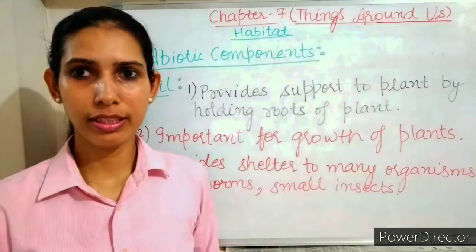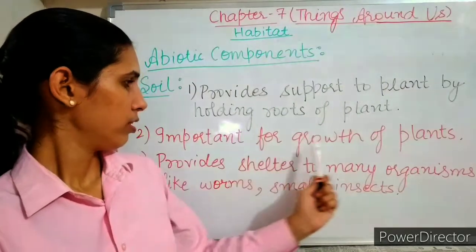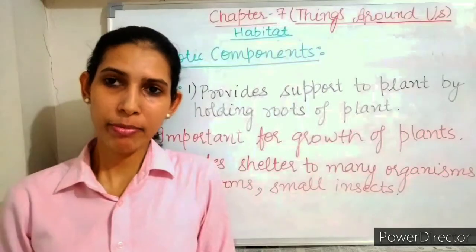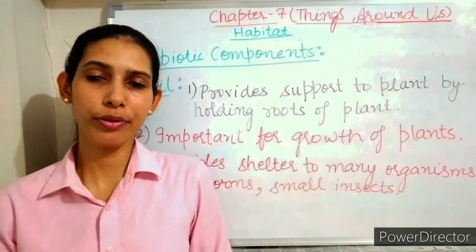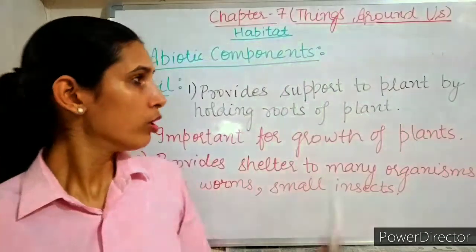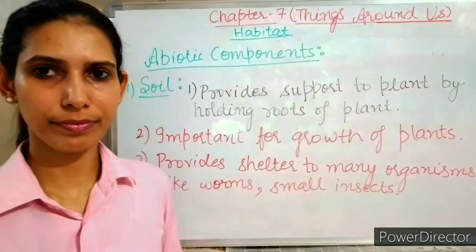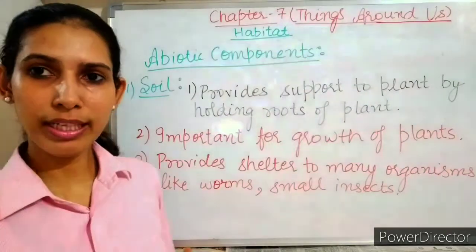Soil is very important because soil is important for the growth of the plants. And we, animals and human beings, are dependent on the plants for food. So, soil is very important for all the living organisms. Now we will move on to the next.